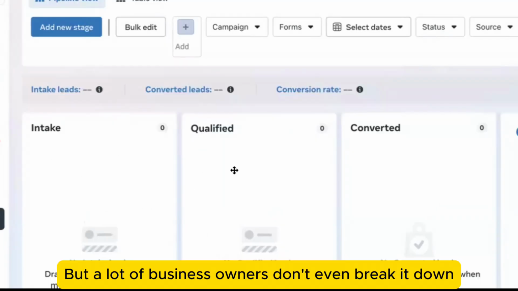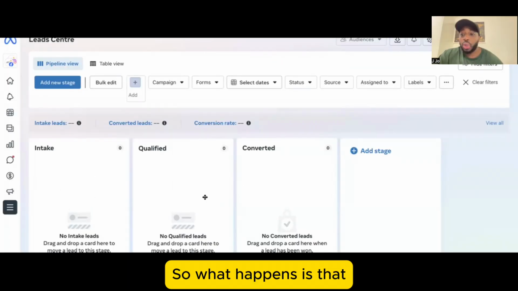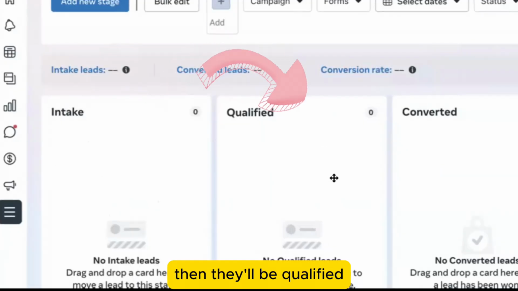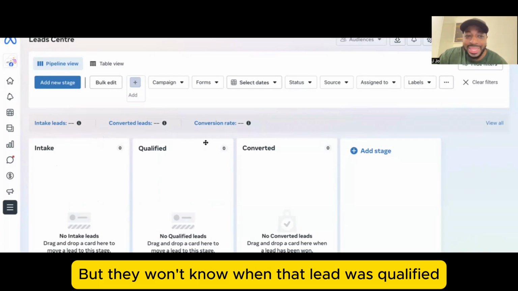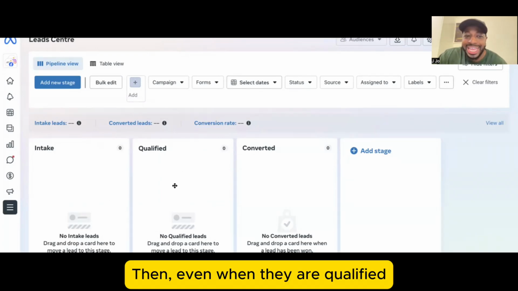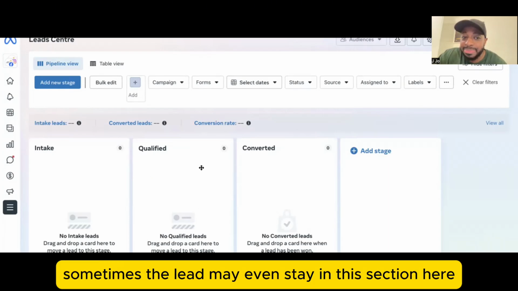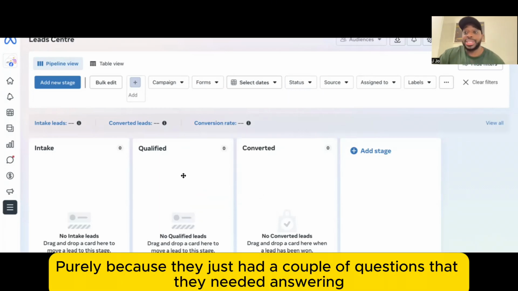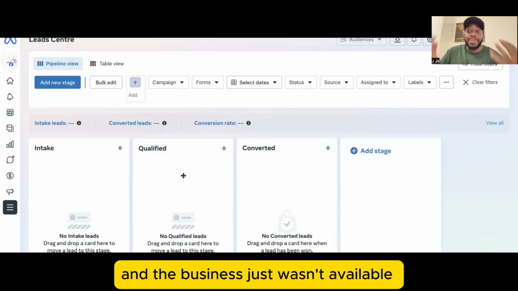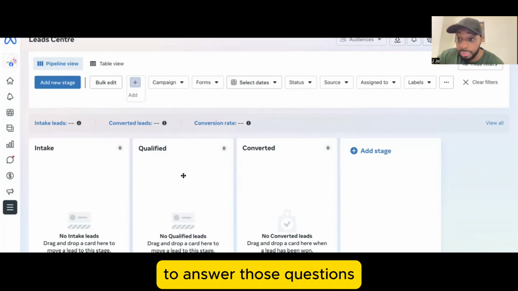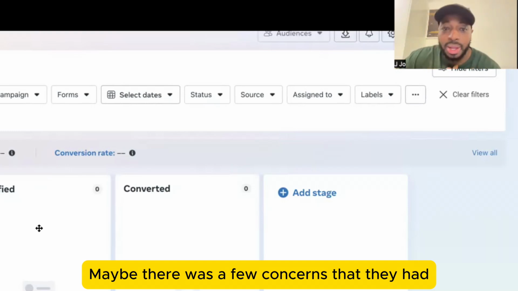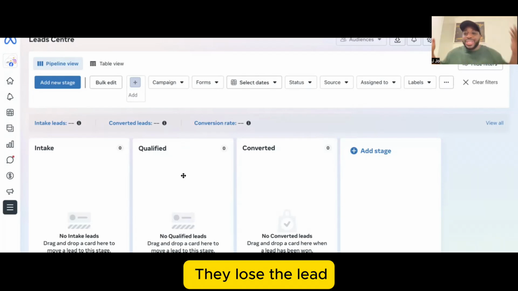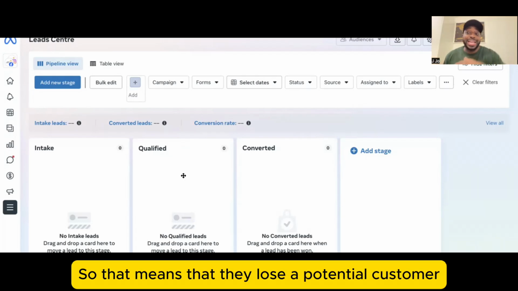But a lot of business owners don't even break it down like this. So what happens is that a lead will come in, then they'll be qualified, but they won't know when that lead was qualified. And even when they are qualified, sometimes the lead may stay in this section here. They may not go to converted, purely because they had a couple of questions that needed answering and the business just wasn't available to answer those questions. Maybe there were a few concerns that the business wasn't available to address. So what happens? They lose the lead. That means they lose a potential customer.